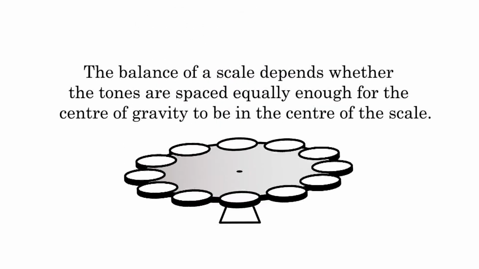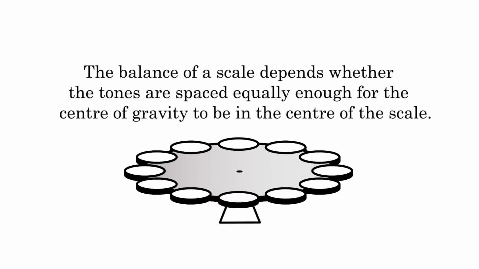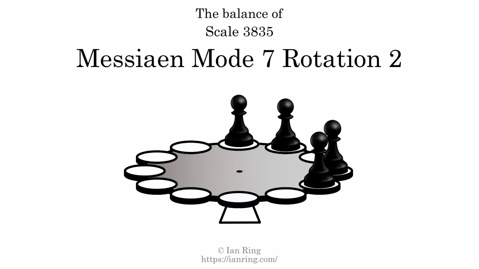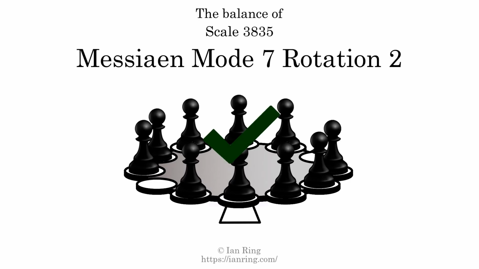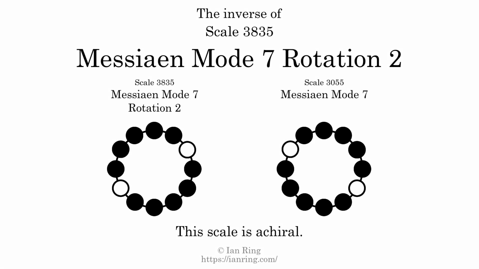The balance of a scale depends whether the tones are spaced equally enough for the center of gravity to be in the center of the scale. This scale is balanced. The inverse of a scale is a mirror image. It is what you get when the sequence of intervals is reversed. The inverse of this scale is scale 3055, also known as Messiaen Mode 7.